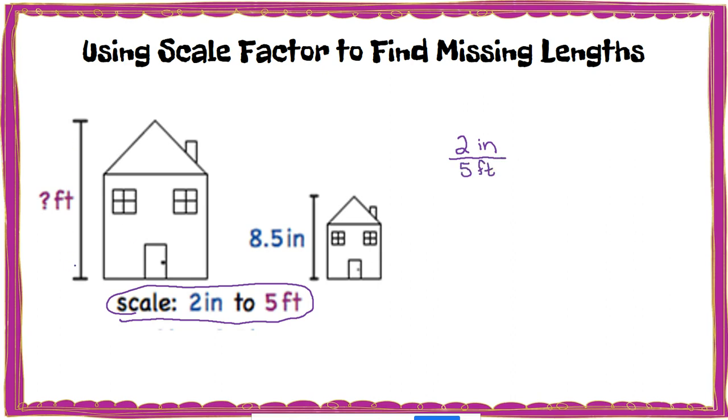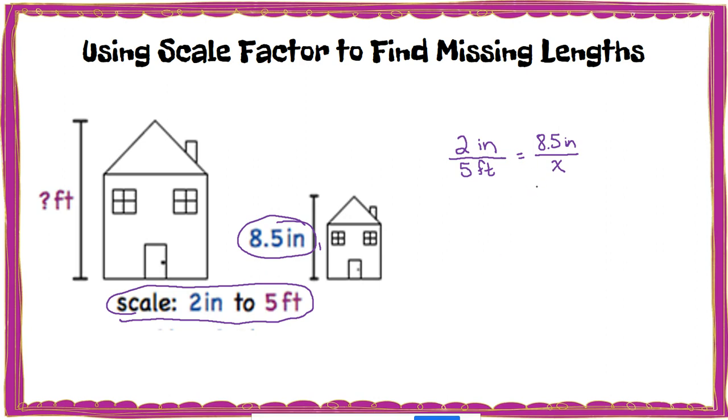To find the missing side length of the actual house, I can take what I know about the scale drawing, which is that the drawing is 8.5 inches. I can set this to a proportion by setting it equal to the ratio of my scale factor. Since the length of the house is 8.5, I'm going to put 8.5 inches with inches from my scale factor. What I don't know is the actual size of my house in feet.